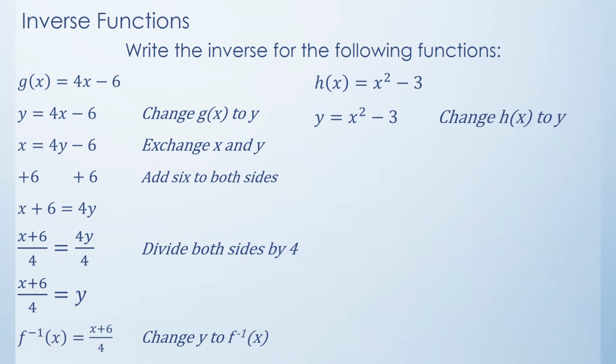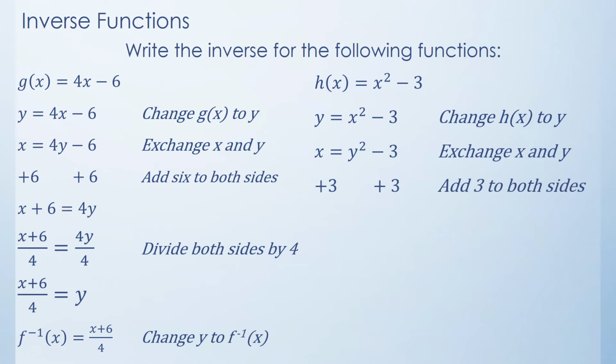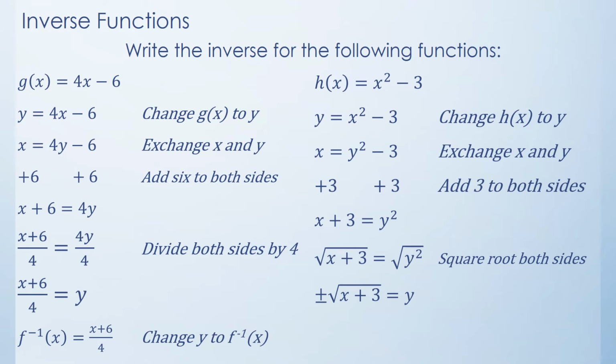Okay, here I changed my h of x to y, and I exchanged my x and my y variables. I add 3 to both sides of the equal sign, and I'm left with x plus 3 is equal to y squared. Now remember, to undo a square, you have to take the square root. So that leaves me with the result of plus or minus the square root of x plus 3 is equal to y. My last step, the inverse of h of x is equal to plus or minus the square root of x plus 3.